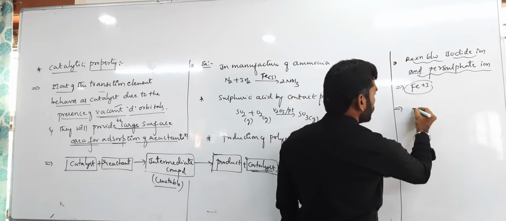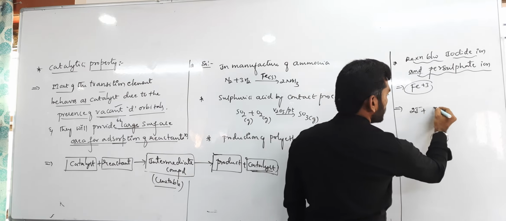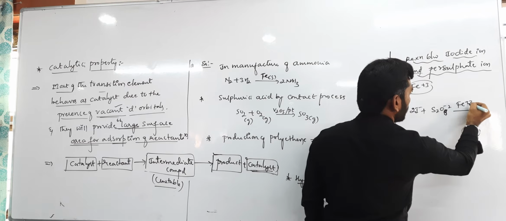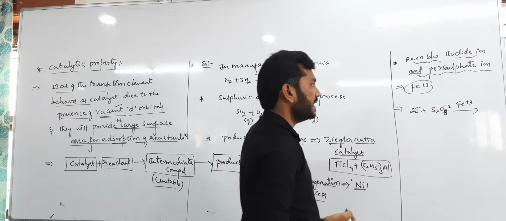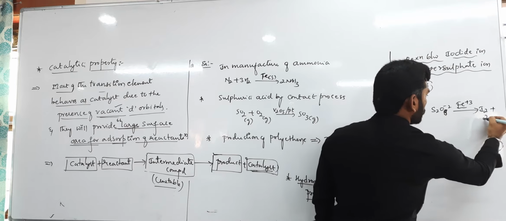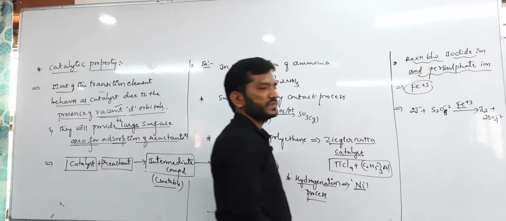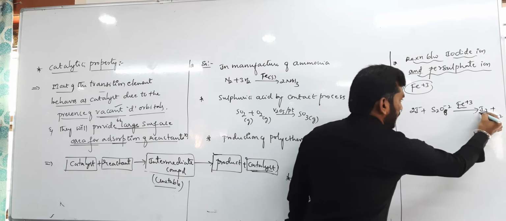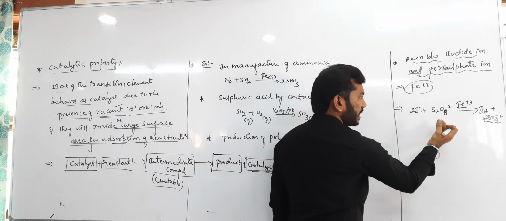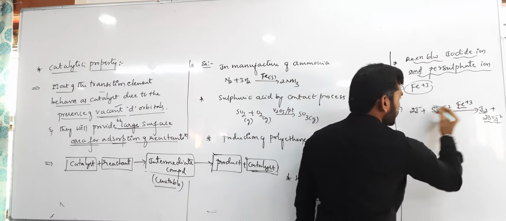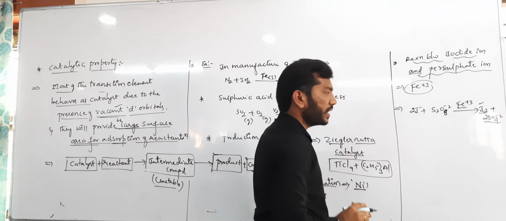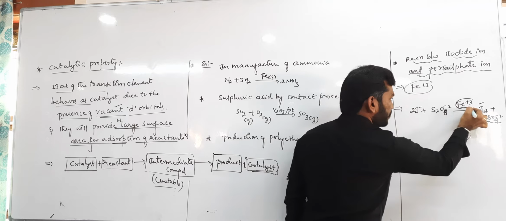Suppose I have iodide ion and persulfate ion. These two react, catalyzed by Fe+3, to form iodine and 2SO4 minus 2, sulfate ion. So I2 and SO4 minus 2. I mean the iodide ion and peroxydisulfate or persulfate ion react with one another, so that iodide ion becomes I2 and peroxydisulfate becomes sulfate. This reaction is catalyzed by Fe+3 ion, guys.